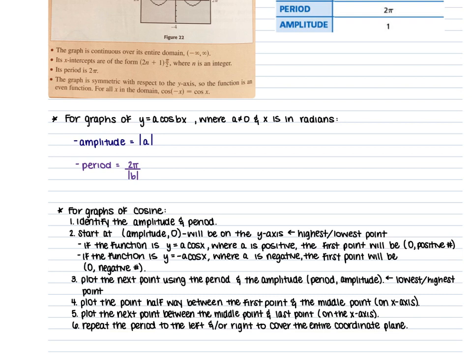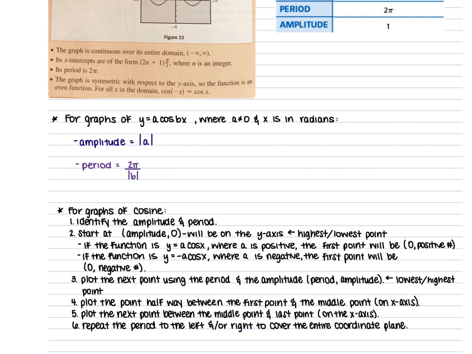From there, that's going to be your highest or your lowest point. So if the function is y is equal to A, and A is positive, then the first point will be at 0, positive number. For a negative, it's going to be a negative number, so it'll go down first.